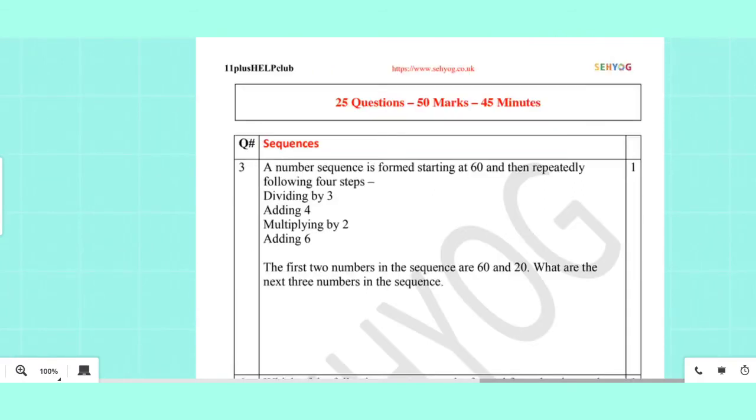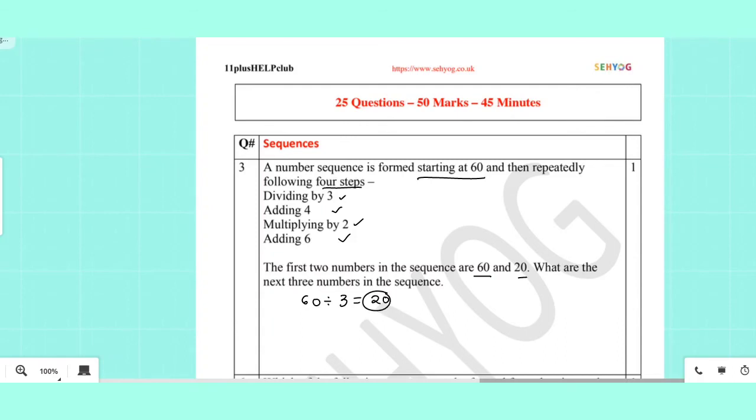In question number 3, a number sequence is formed starting at 60 and then repeatedly following 4 steps: dividing by 3, adding 4, multiplying by 2, and adding 6. The first two numbers in the sequence are 60 and 20. So, what are the next 3 numbers? So, if we start at 60 and we divide by 3, we do get 20. That is the second number in the sequence.